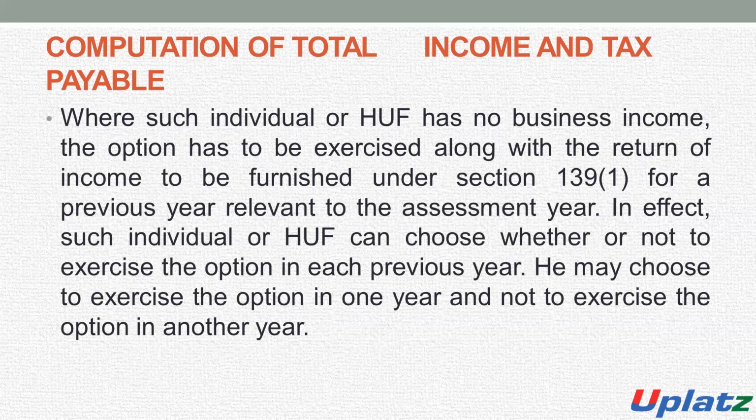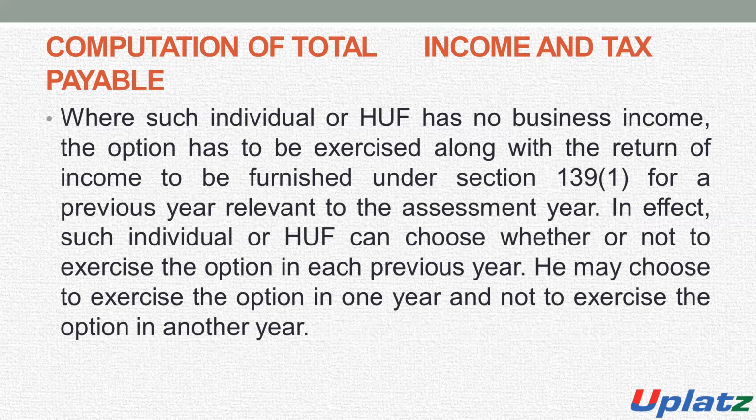He can make the payment of tax at the concessional rate of income tax, and he may exercise the option in one year and not exercise the option in another year. When the assessee is an individual or HUF and has no business income, the assessee has to exercise the option along with the return of income to be furnished under section 139 subsection 1 for the previous year which is relevant to the assessment year, for example previous year 18-19 and assessment year 19-20. So it is available from the previous year 18-19 and the relevant assessment year.